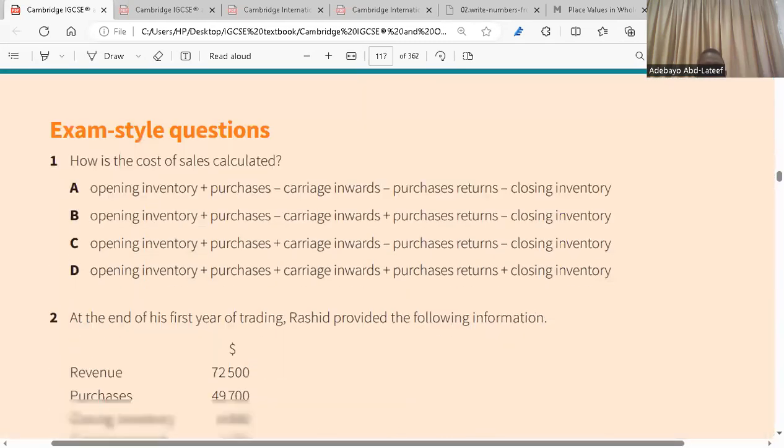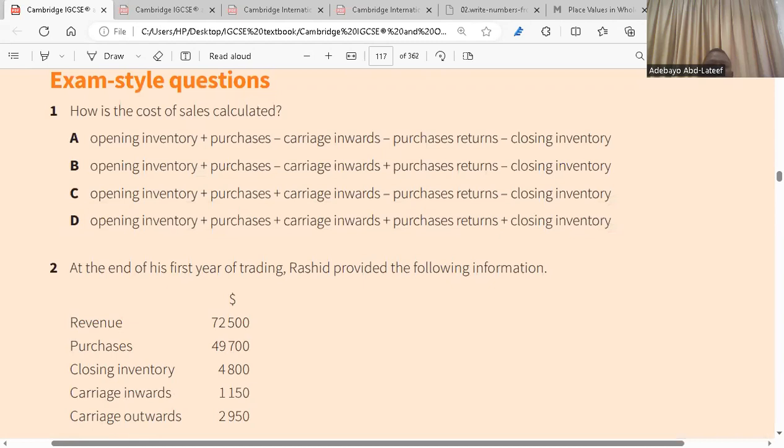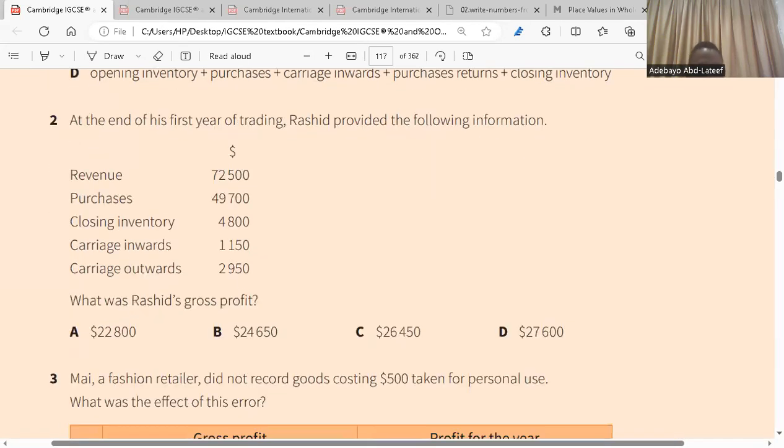So we have the questions. How is the cost of sales calculated? Opening inventory plus purchases minus carriage inward? No, it's not minus carriage. It has to be added: carriage inward. So let's check C and D. Opening inventory plus purchases plus carriage inward, minus closing inventory. So the answer is C. Clear, right? Yes.